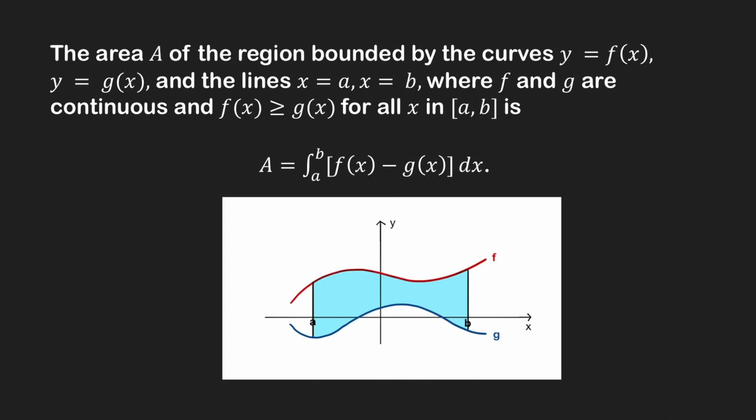Suppose we want to find the area of this region, which is bounded by two functions, bounded above by f and bounded below by g, and from x equals a to x equals b. So the region is also bounded by the vertical lines x equals a and x equals b. How do we find the area of this blue region?